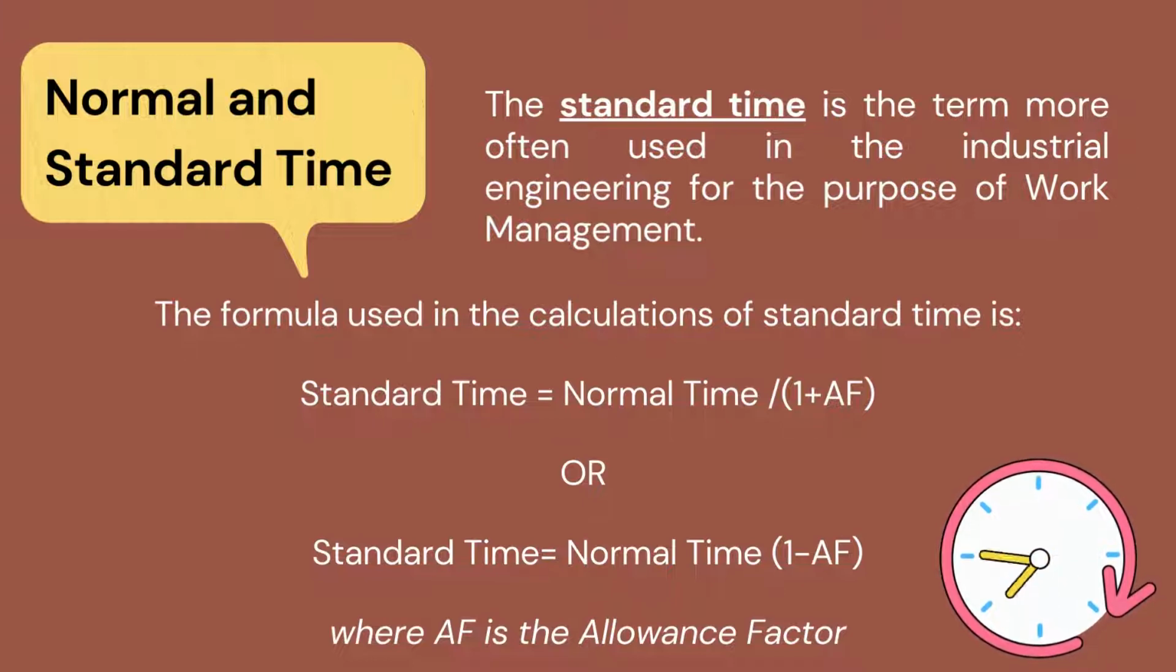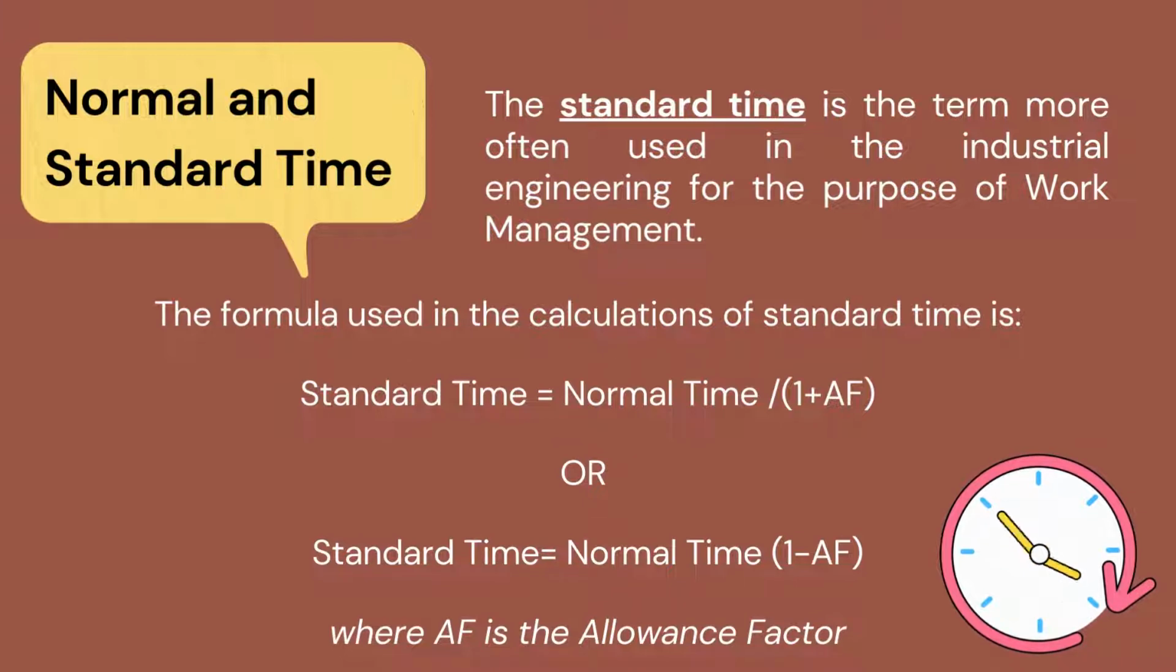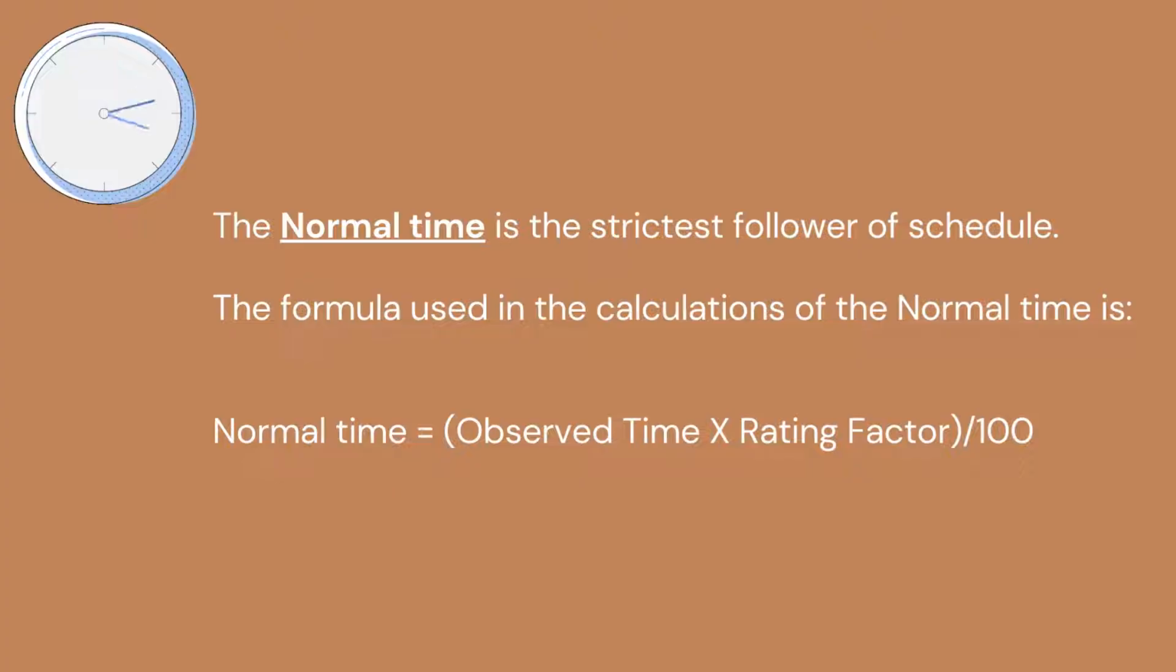So when we say standard time, this is a term more often used in industrial engineering for the purpose of work management. So the formula used in calculations of standard time is standard time is equal to normal time over 1 plus AF, or standard time is equal to normal time multiplied by 1 minus AF, where AF is the allowance factor.